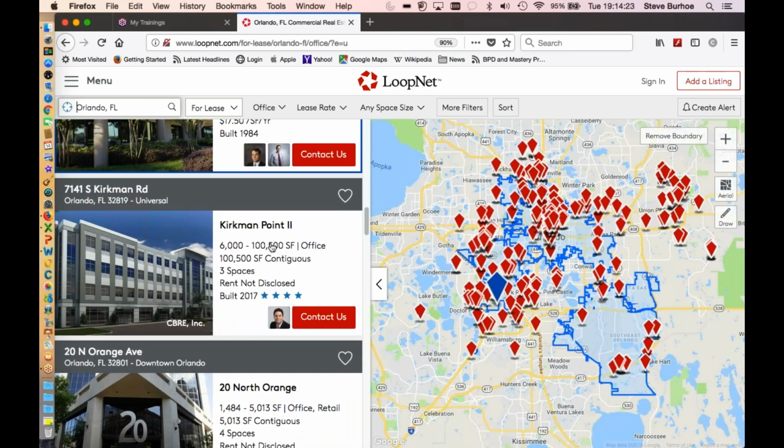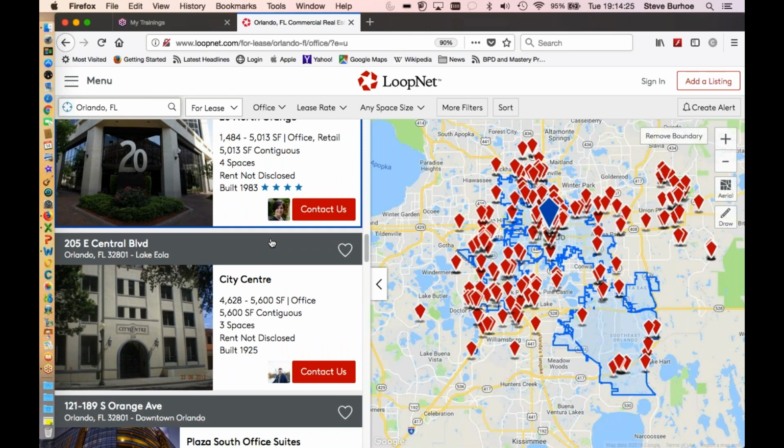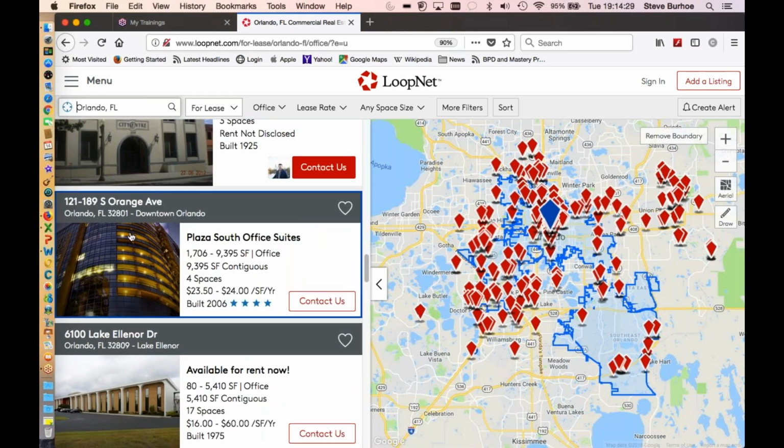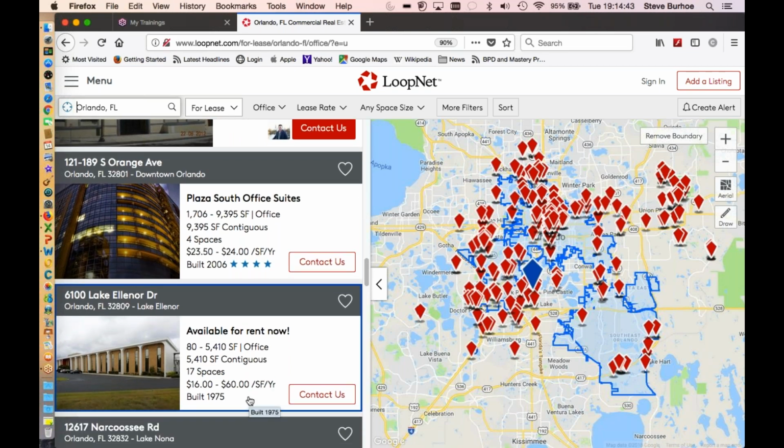And again, you can look through, and let's find another one, because a lot of them don't like to tell you how much it is. But here on Orange downtown, you're looking at about $24, $25 a square foot. And again, as long as you're in the ballpark, I'm fine. Because you can see some of them have ranges 16 to 60. A lot of it depends on how big it is as to how much they charge.